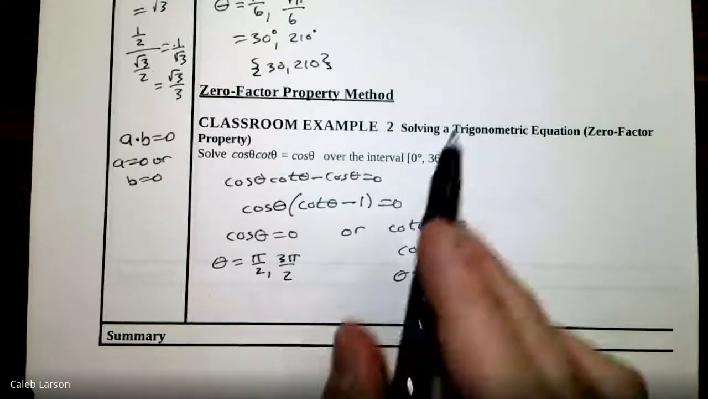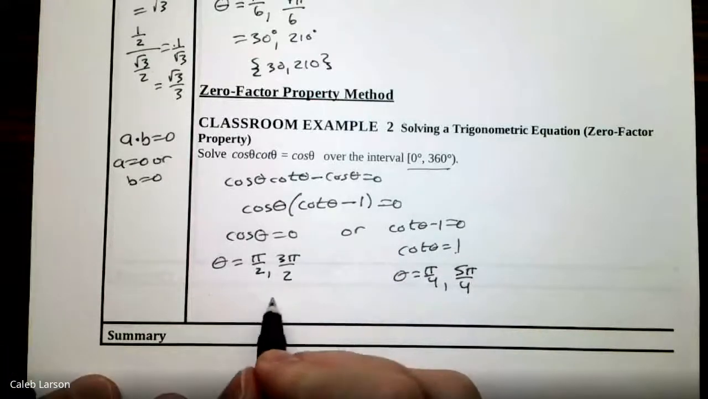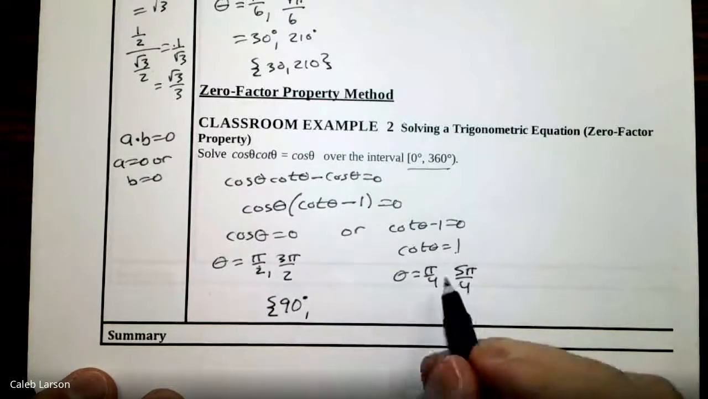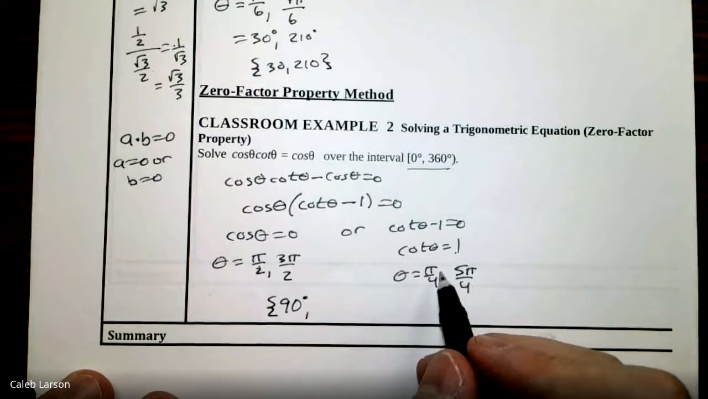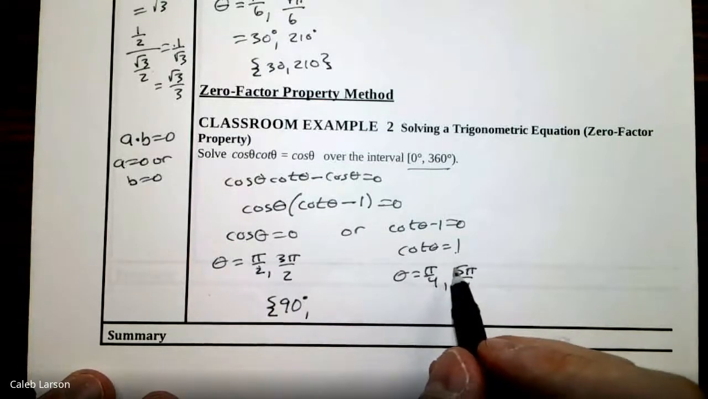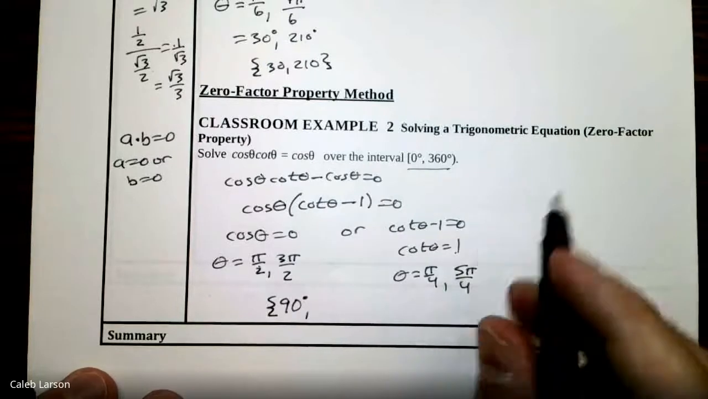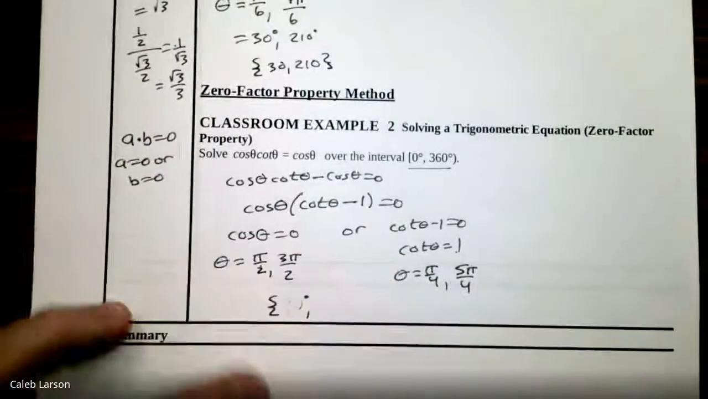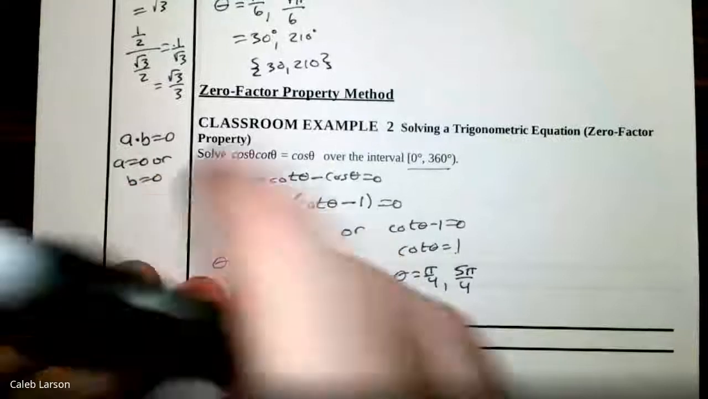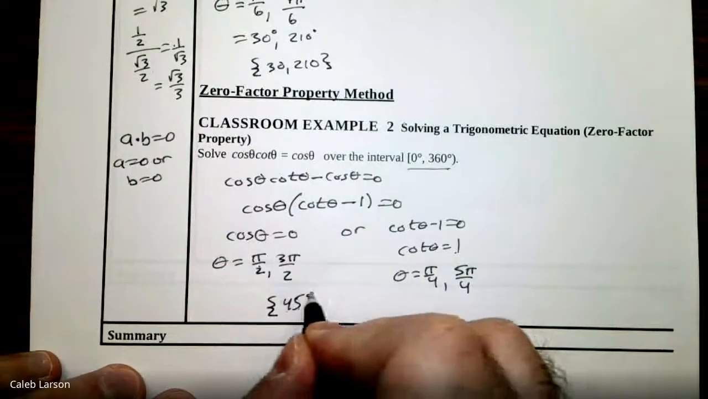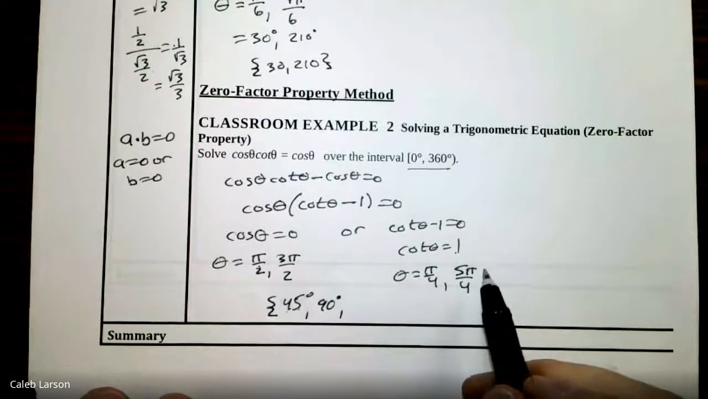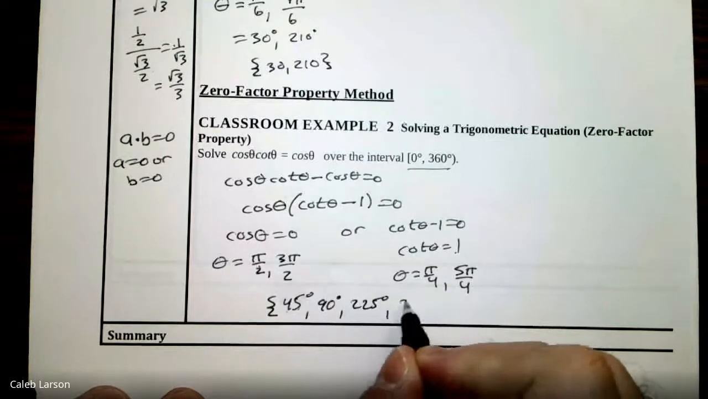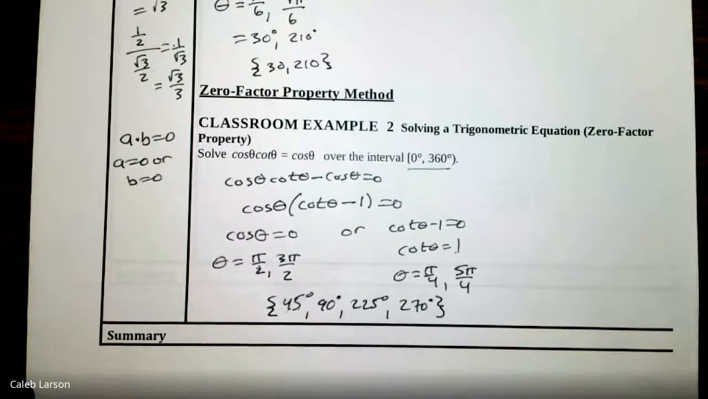Okay, so it does have degrees up here, so it's probably best practice to put it in degrees. So we'll have our solution set here. Pi over 4, I should have done that one first, huh? Pi over 4 is 45 degrees. I should put that first. 45 degrees, 90 degrees. 5 pi over 4 would be what? 225 degrees. So we want 225 degrees and 270 degrees would be our value there.